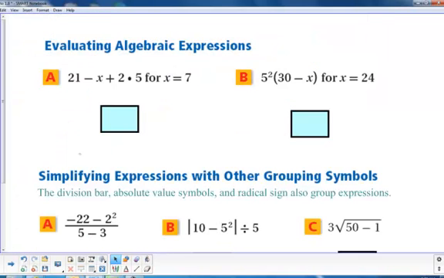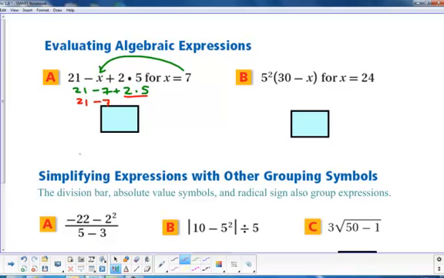All right, we're now going to look at expressions. So we have letters in here. Go ahead and try letter A. Hit pause. We're going to be plugging 7 in here. So 21 minus 7 plus 2 times 5. Order of operations says multiplication comes first. So 21 minus 7 plus 10. And then you're going to do from left to right addition and subtraction. 21 minus 7 is 14. And 14 plus 10 is 24.